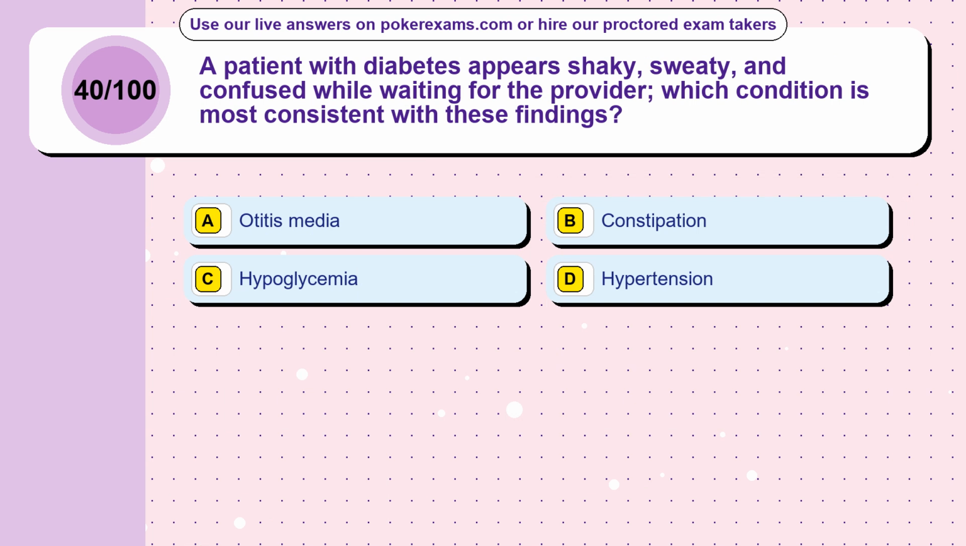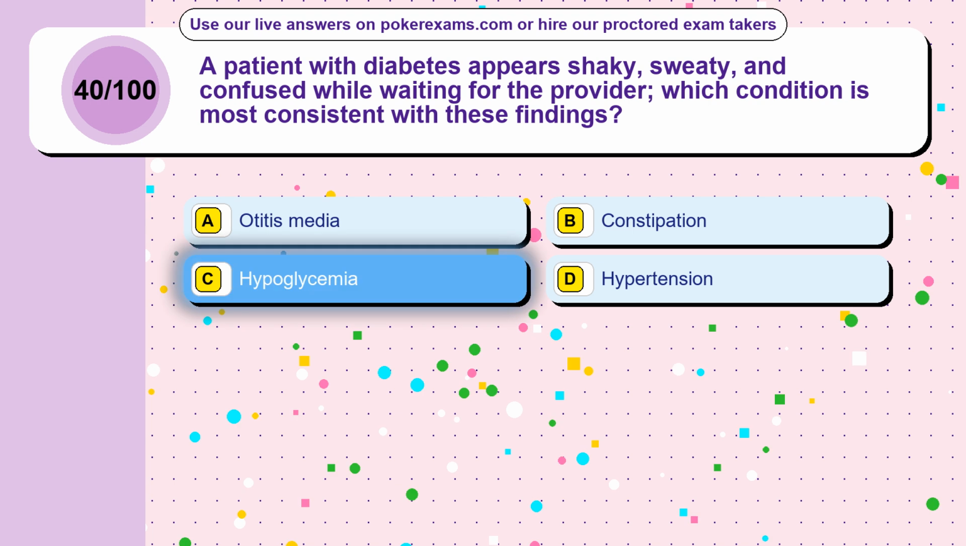Question 40. A patient with diabetes appears shaky, sweaty, and confused while waiting for the provider. Which condition is most consistent with these findings? Option A. Otitis media. Option B. Constipation. Option C. Hypoglycemia. Option D. Hypertension. The correct answer is option C.